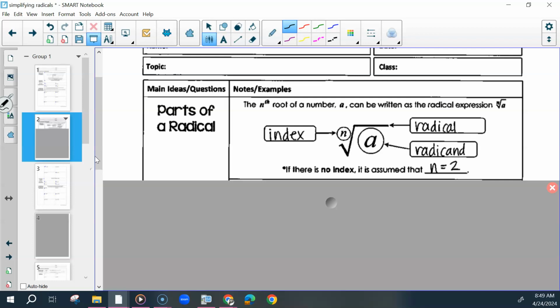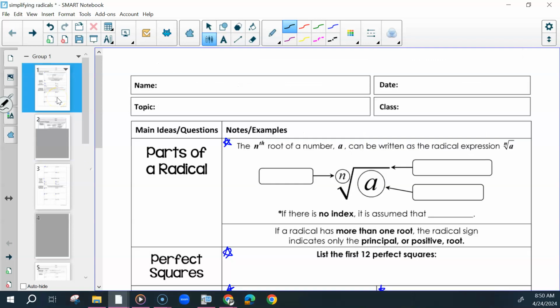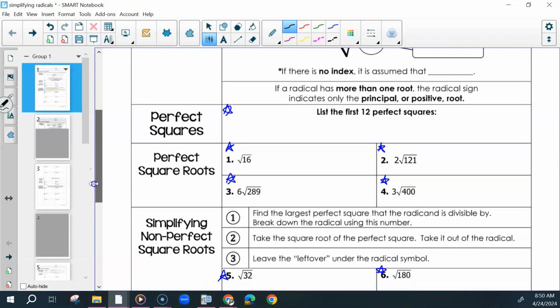There are two different ways to go about simplifying this. I'm going to show you both. You pick whichever method makes more sense to you, and you use that. So the first method is using our perfect squares. In order to do that, we need to know our perfect squares. So if you know them already, great, and you can say them out loud. If not, you can put them in your calculator and do 1 squared, 2 squared, 3 squared, keep going.